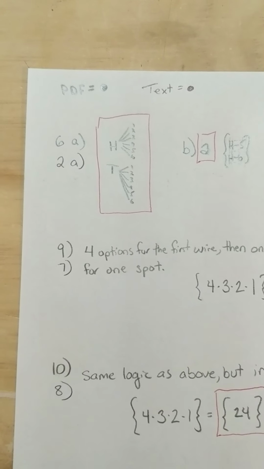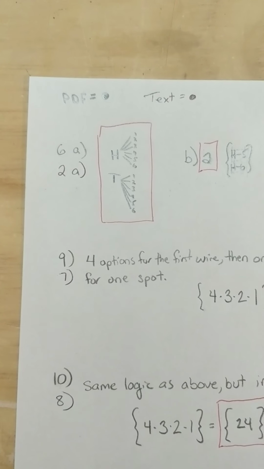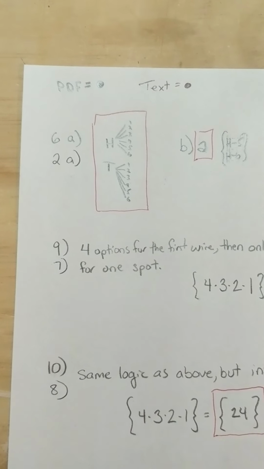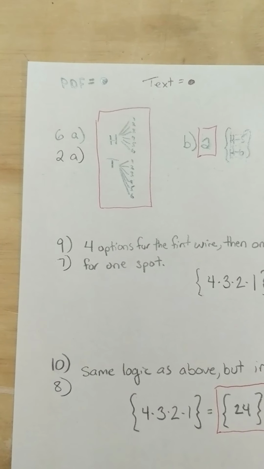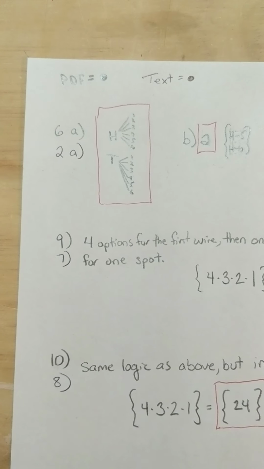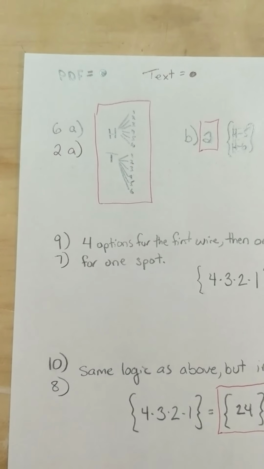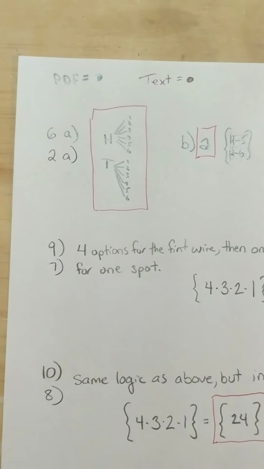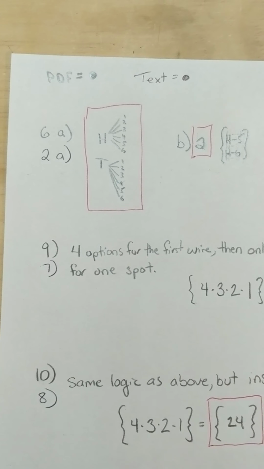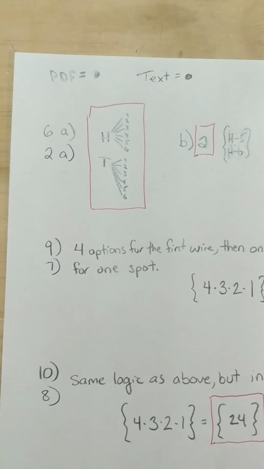So at the top it says PDF and text because the PDF version and the textbook had the same identical problems, just different numbers. So the 6 and the 2 was for the PDF and the text. The first one was flipping a coin, heads or tails, and then rolling a die, 1 through 6. So there are 12 different outcomes.